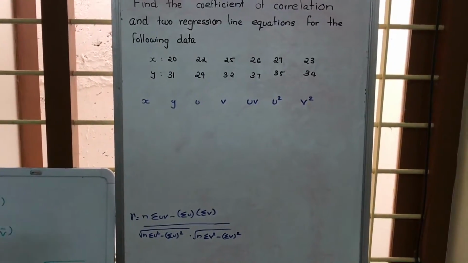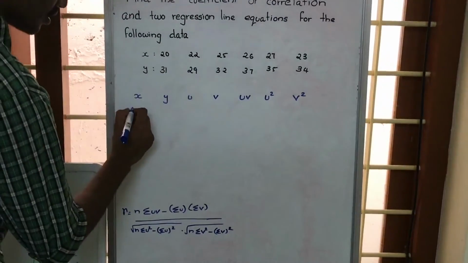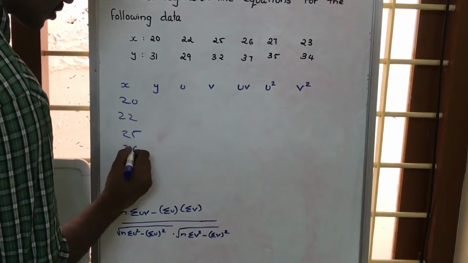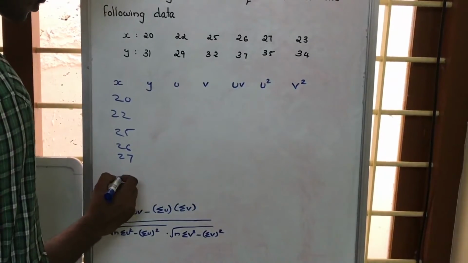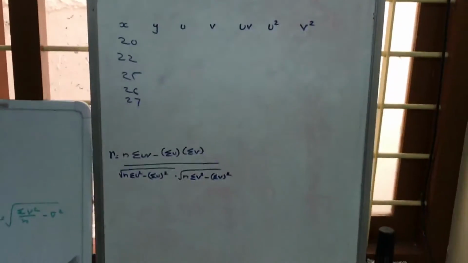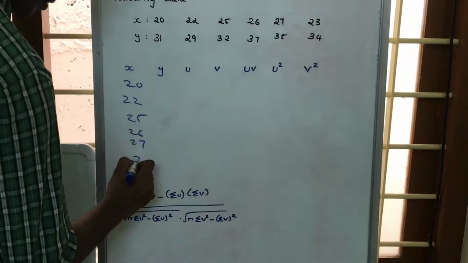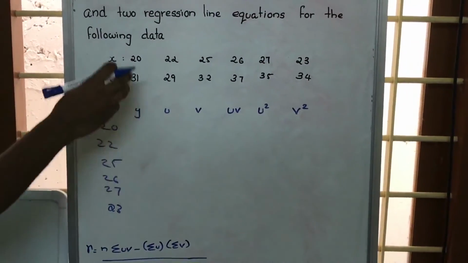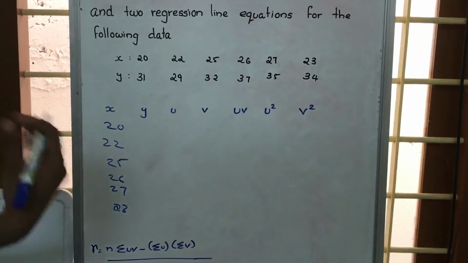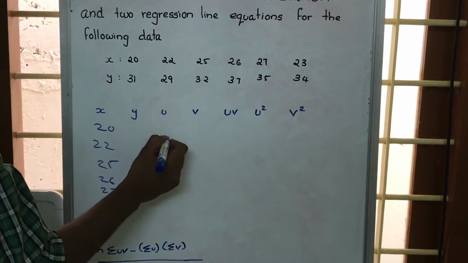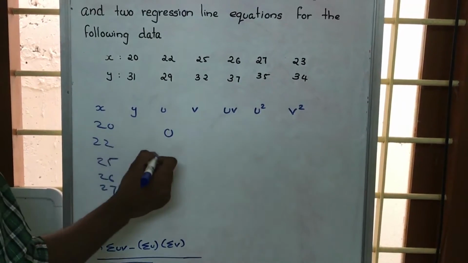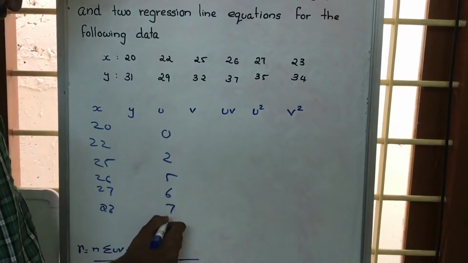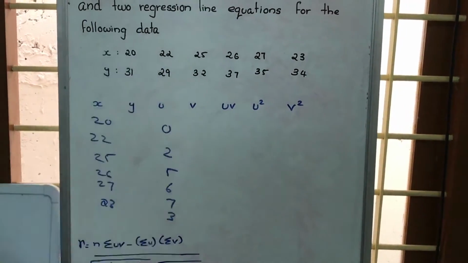For that, x is given as 20, 22, 25, 26, 27, and the last is 23. What we are going to do is take 20 as base, subtract 20 from every x, and call it u, so that we get a new set of numbers. 20 minus 20 is 0, 22 minus 20 is 2, 25 minus 20 is 5, then 6, 7, 3. So we have got small numbers.